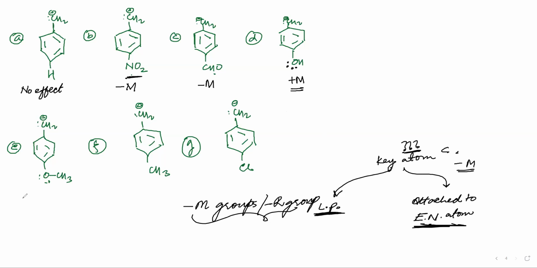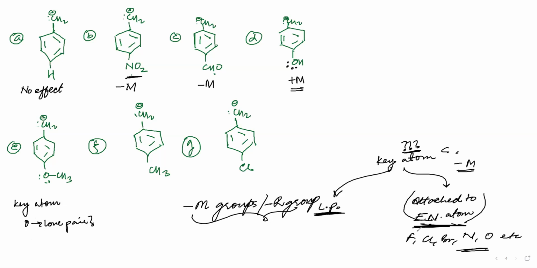Now let us move on to E. What is the key atom here? It has a lone pair. Is it attached to any electronegative element? Is it attached to fluorine, chlorine, bromine, nitrogen, oxygen? This will be plus M.